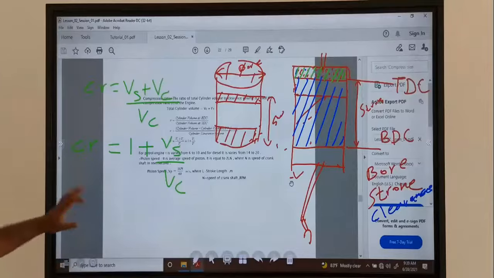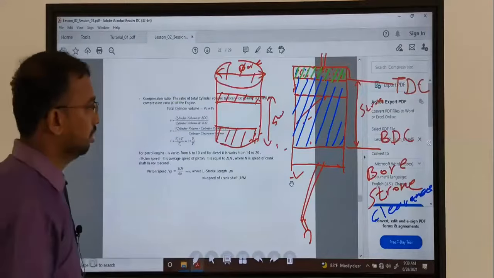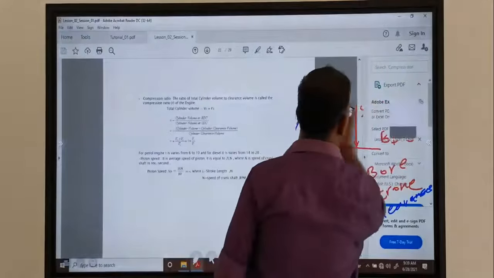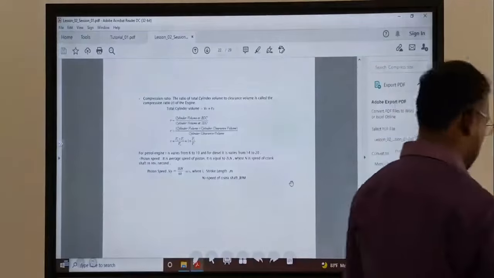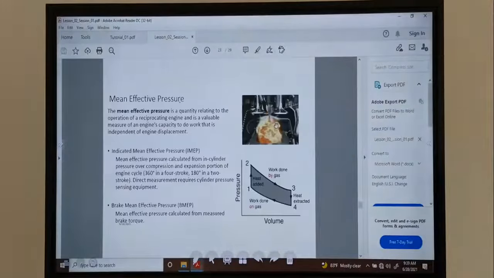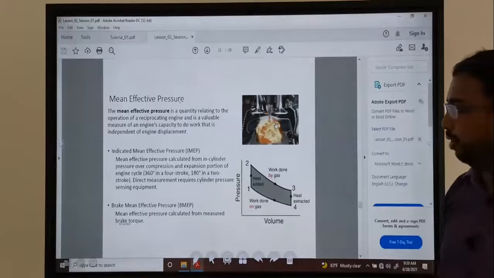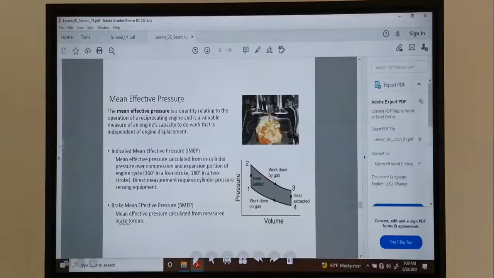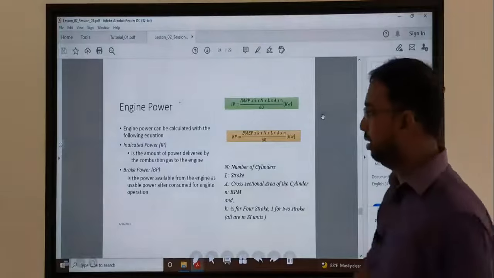So now you know what is compression ratio. So stroke, bore and compression ratio. Next thing you have to study about the two pressures, indicated mean effective pressure and brake mean effective pressure. Before that, you study about indicated power and brake power.